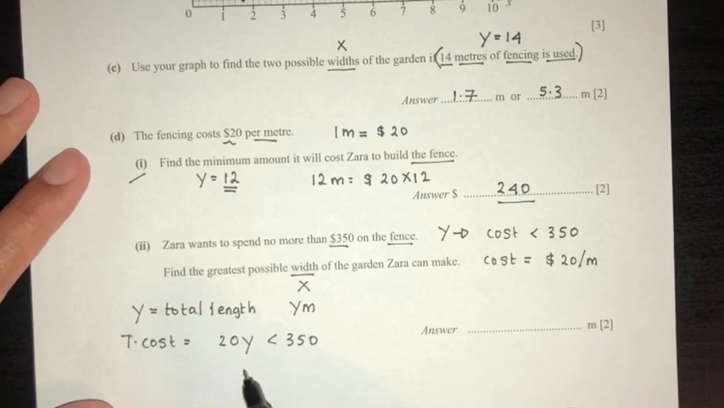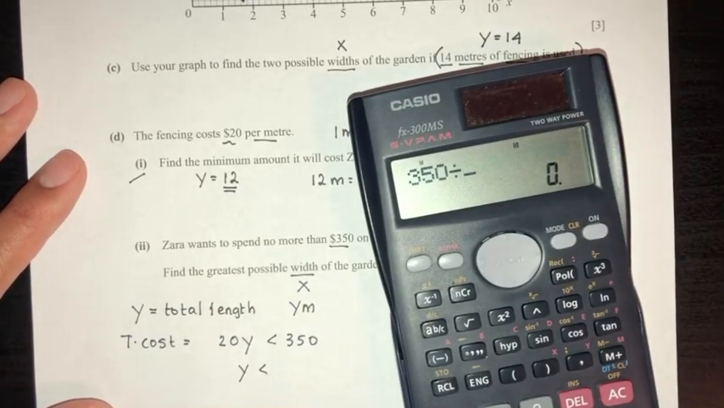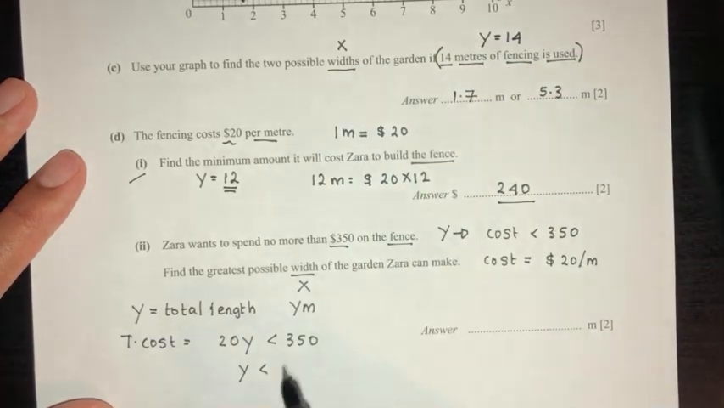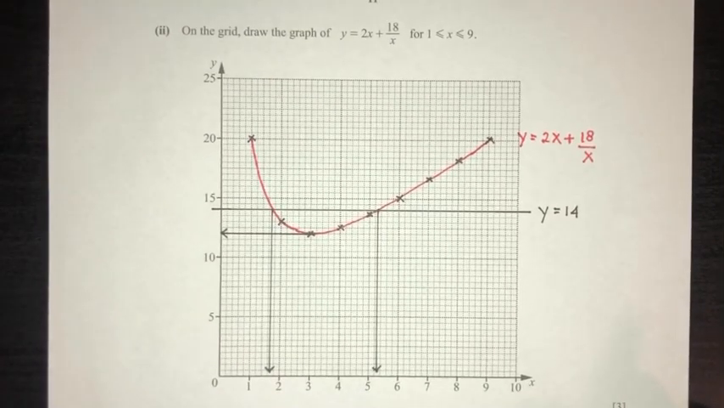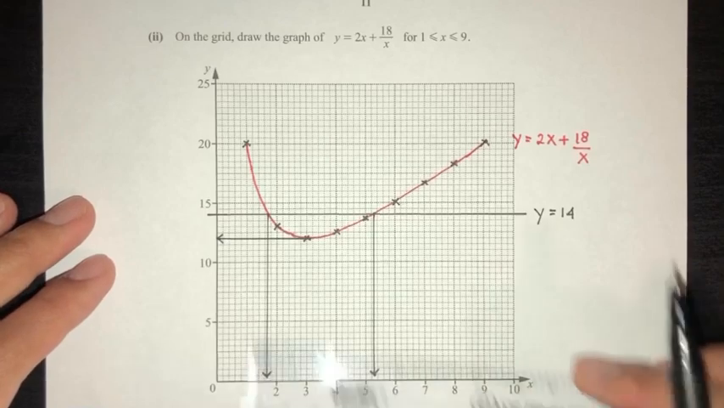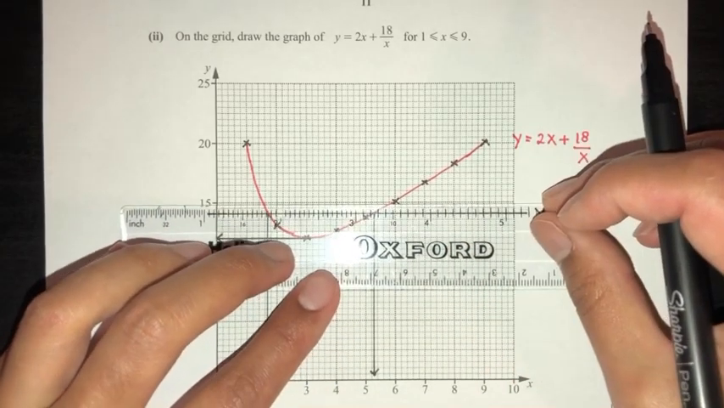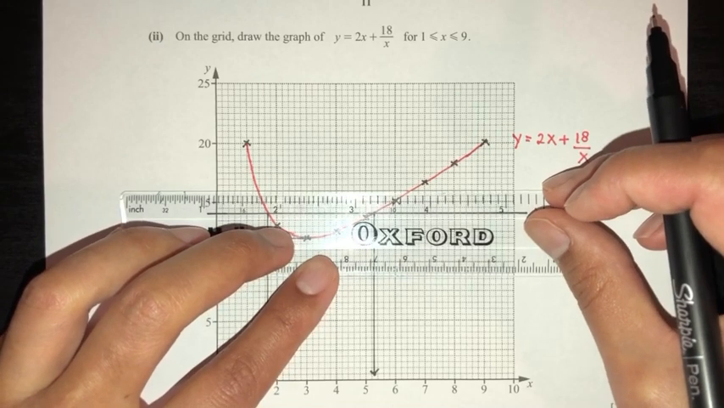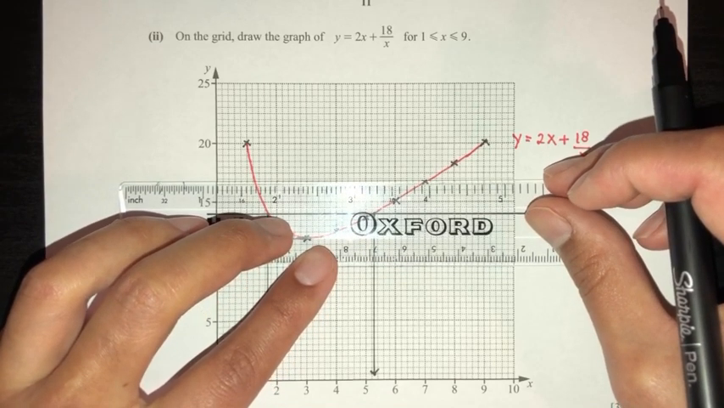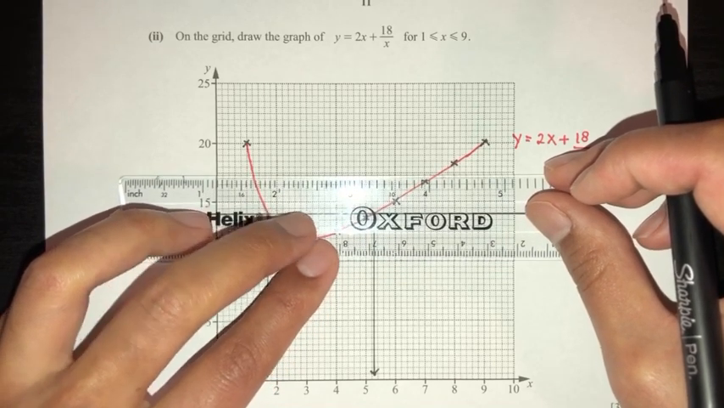Now we have to simplify. y has to be less than what? Divide by 20. That will be 17.5. So basically, y on your graph has to be less than 17.5. So let's find the value of 17.5. This is 16, and 17 will be right here. 0.5 will be right here in the middle.